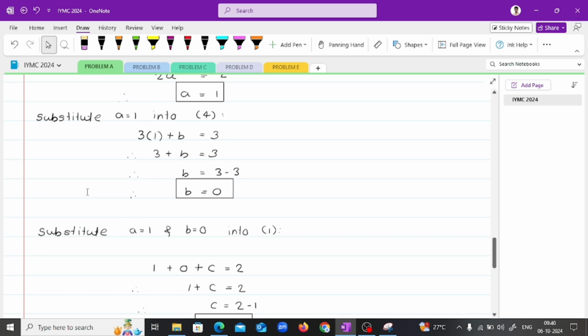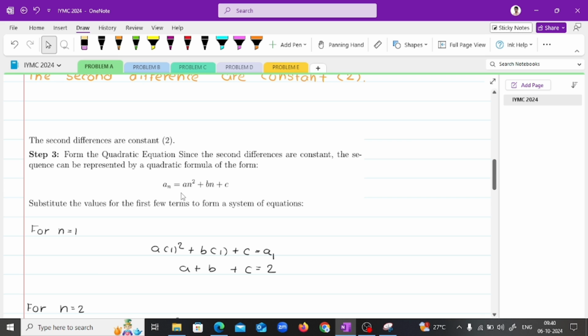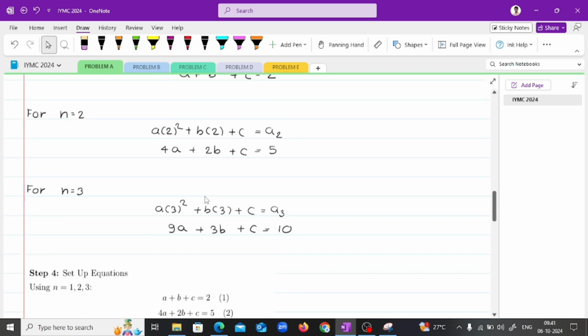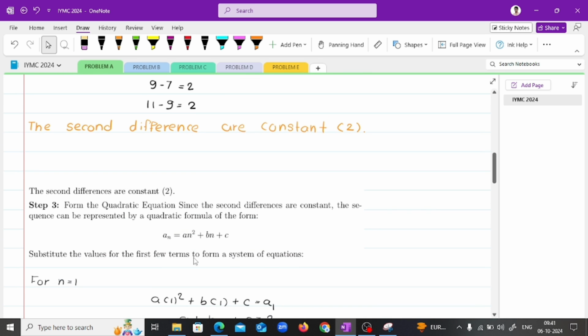Until now we have found the values of a, b and c, and our formula was an is equal to an square plus bn plus c. So if I substitute the value of a is equal to 1, b is equal to 0, and c is equal to 1, our final formula will look like n square plus 1.